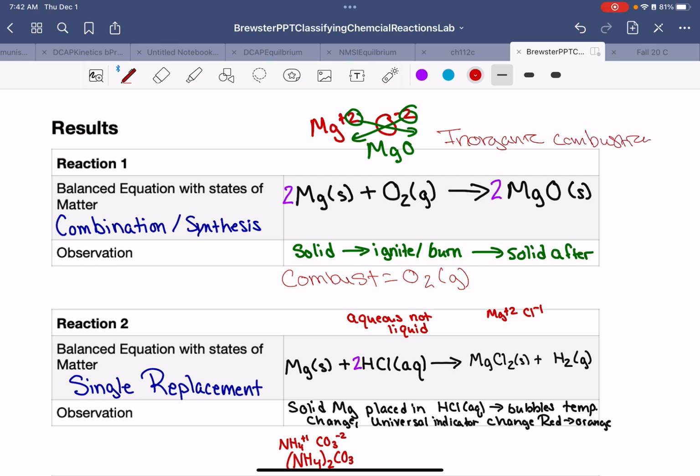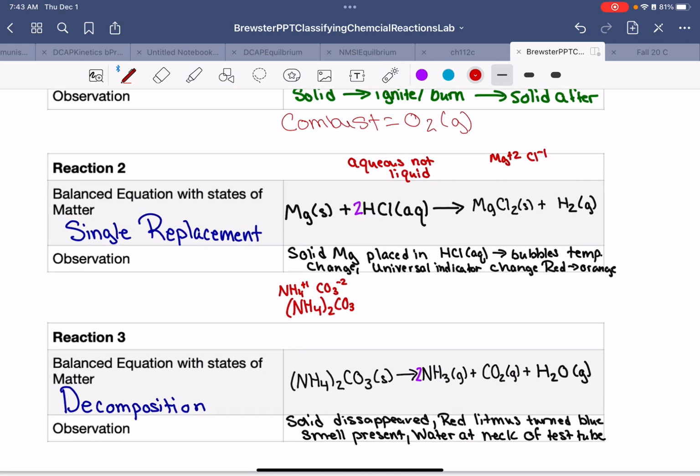So many of y'all figured out that you're starting with solid magnesium. Eventually you figured out the O2 gas, and then you did your crisscross and you figured out that we produce MgO. I also like the fact that when I asked some of y'all, well, how do you know it didn't melt? You told me because it went from solid to solid. Absolutely.